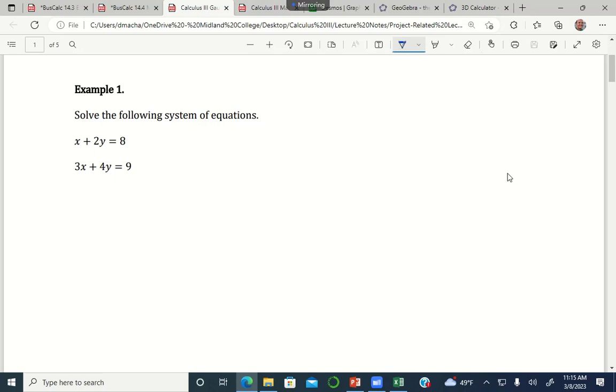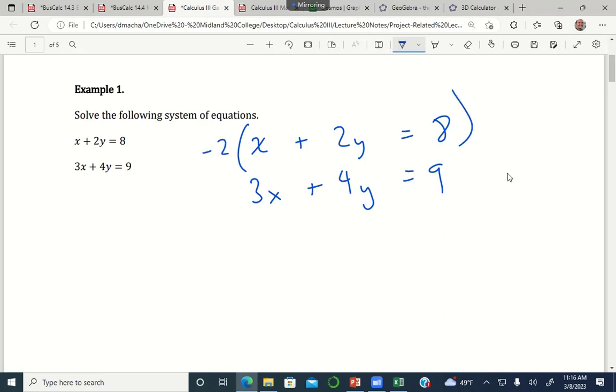But if you're asked to solve the following system of equations, which is x plus 2y equals 8, and 3x plus 4y equals 9, the way that I would solve this is I would take the first equation here and multiply the whole thing times -2. And then I would get -2x minus 4y equals -16. And then I'll just add these two equations. I add the second line to the third line, and I would get x plus 0y equals what?